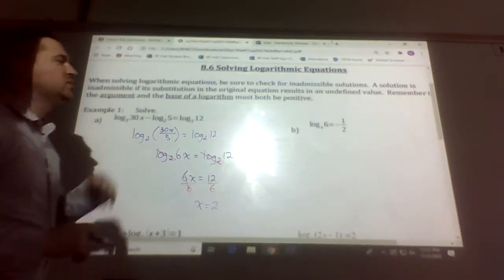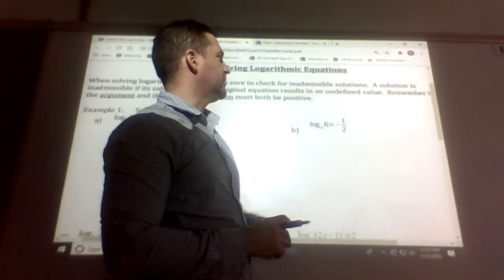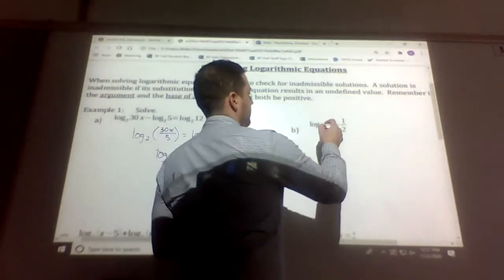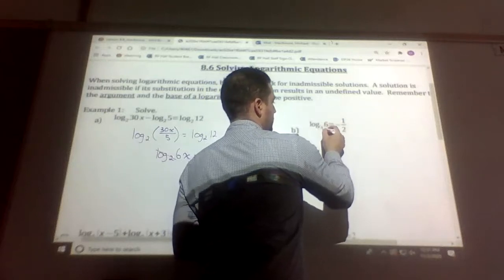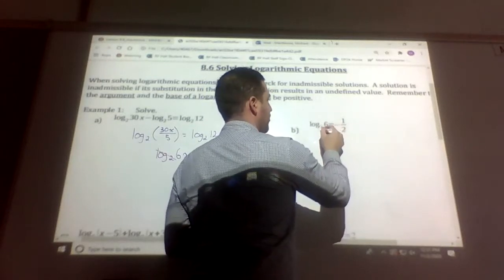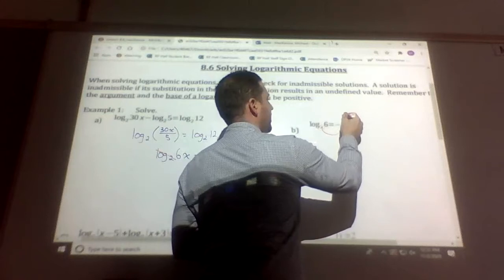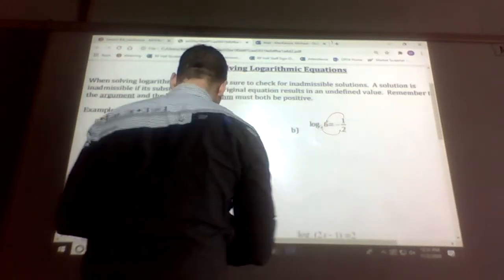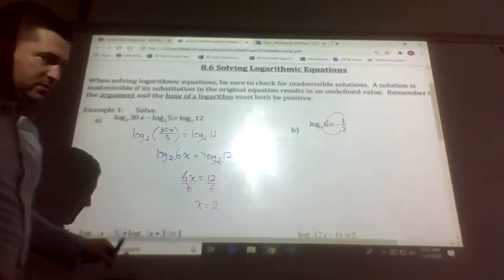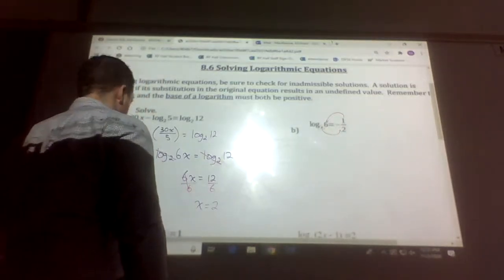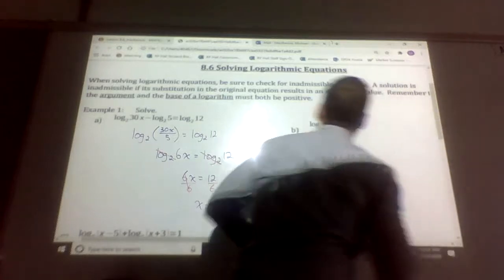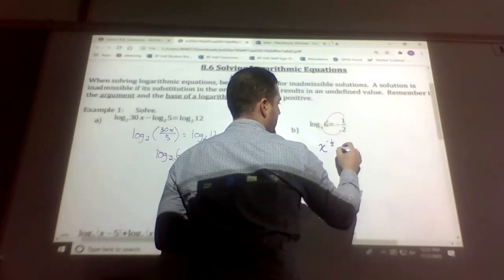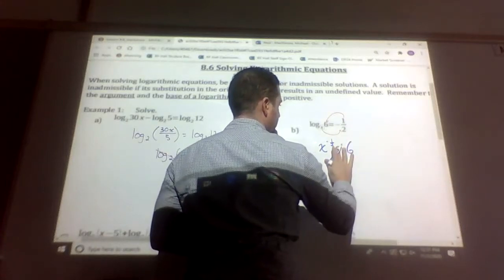Okay, B. Some of these questions are overlapping, like we've done something like this before. Okay, so we're going to have x. So we're going to convert this into exponential form. So x to the power of negative a half to the power of 6. So now we have x to the power of negative 1/2 equals 6.